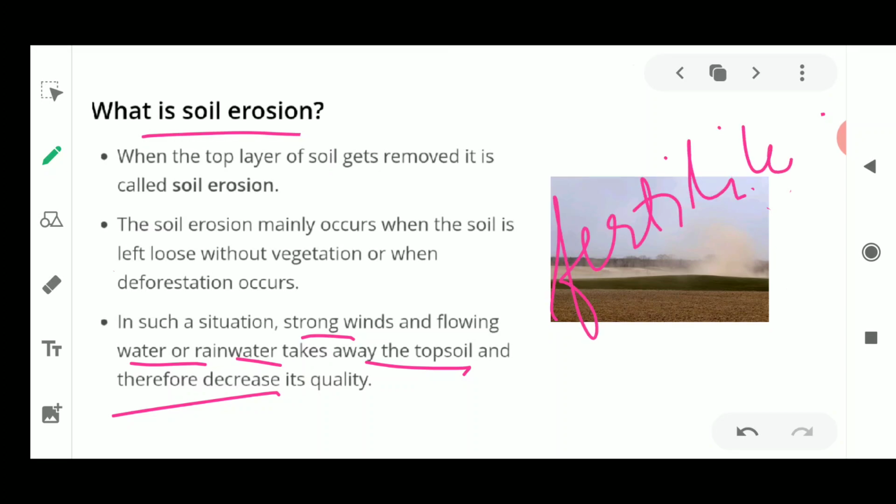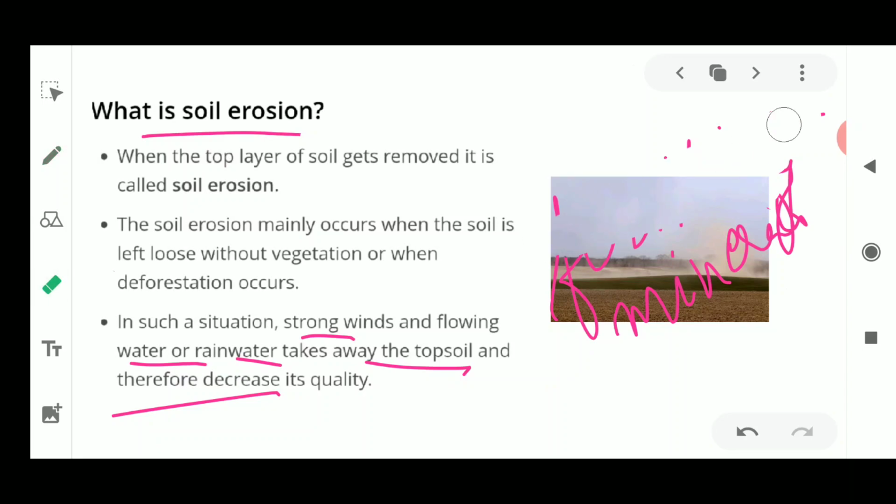Now if the fertility is being decreased, you know that minerals are not there. And if minerals are not present, it means leaching of the soil is taking place, meaning there is nothing left in the topsoil, because of which the plants cannot grow properly. So this is how soil erosion is very harmful.